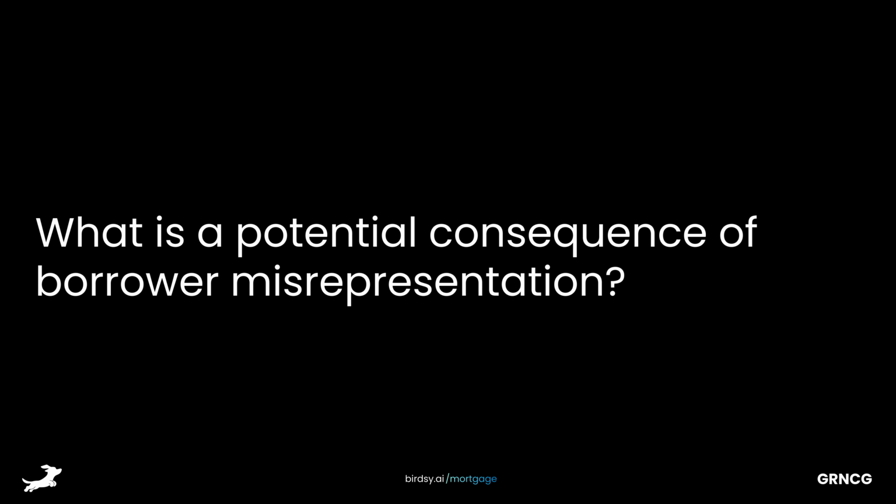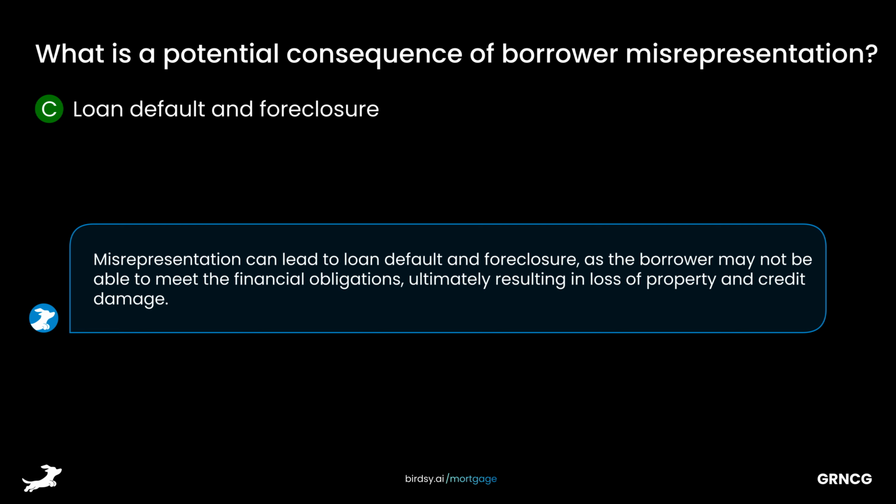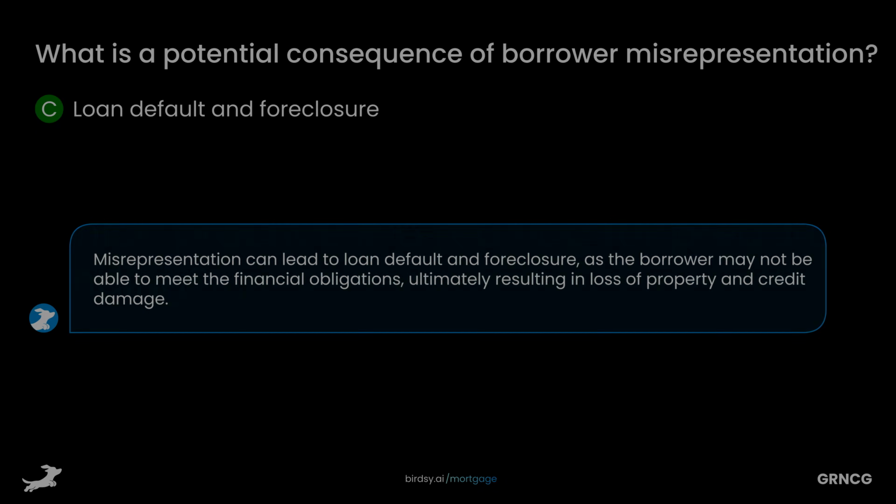What is a potential consequence of borrower misrepresentation? Is it A, increased loan approval rates? B, better interest rates? C, loan default and foreclosure? Or D, higher credit scores? The answer is C, loan default and foreclosure. Misrepresentation can lead to loan default and foreclosure, as the borrower may not be able to meet the financial obligations, ultimately resulting in loss of property and credit damage.